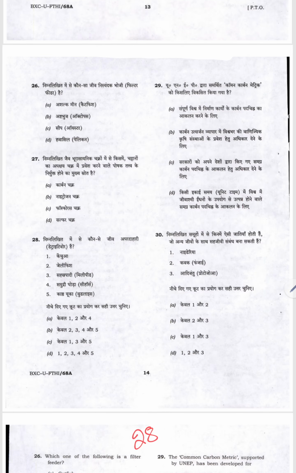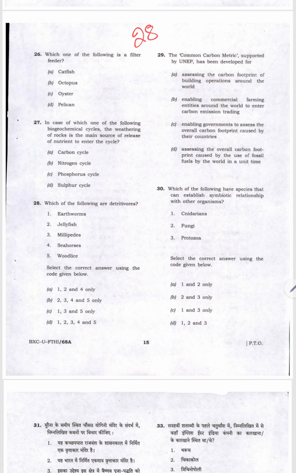Got it? Next, on page 28, see, which of the following are detrivores? Detrivores are somewhat related to under the ground, right? They eat the soil, everything like that. If you observe the options, we don't know about jellyfish, we don't know about seahorses, we don't know about woodlice, but we really know about earthworms and millipedes because we are reading it from 6th standard, I think. So, identify 1 3 where they are there.